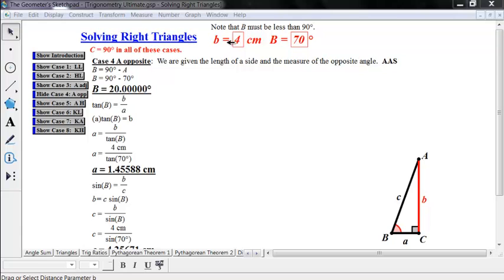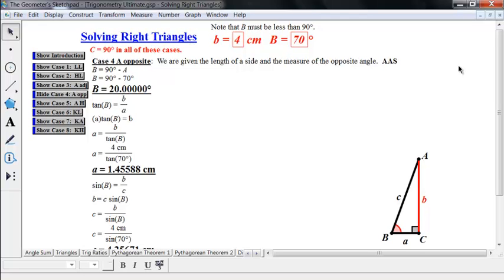So lowercase b is the side, the red length here of 4 centimeters. 70 degrees is the opposite angle. Notice that the angle and the side we have are opposite each other, and of course the other angle is the right angle, so this is a case of the angle-side situation. Anytime you're given one of the acute angles, it's quite easy to find the other angle.